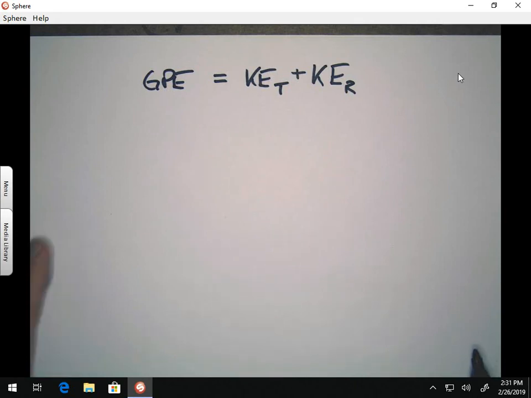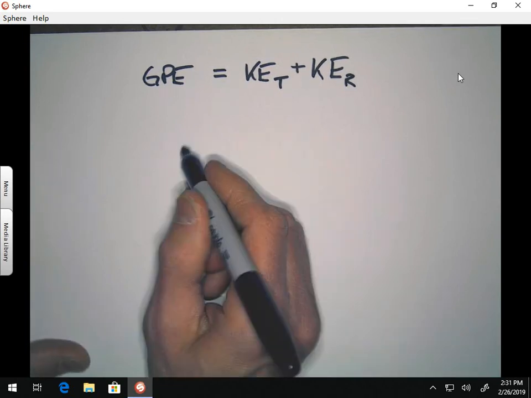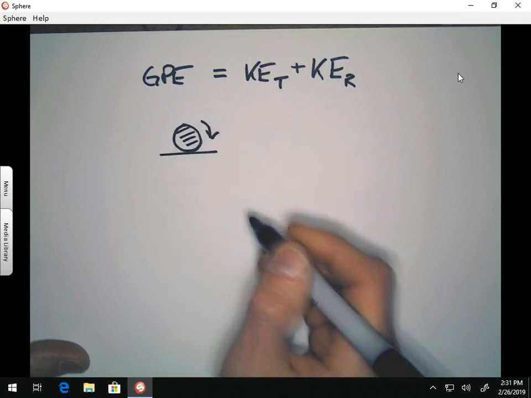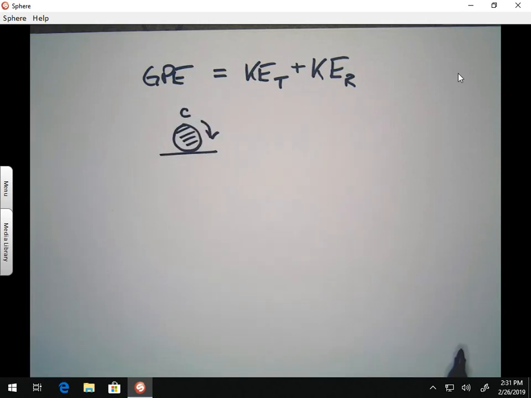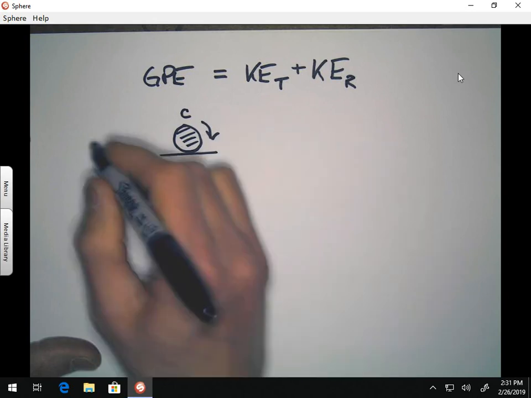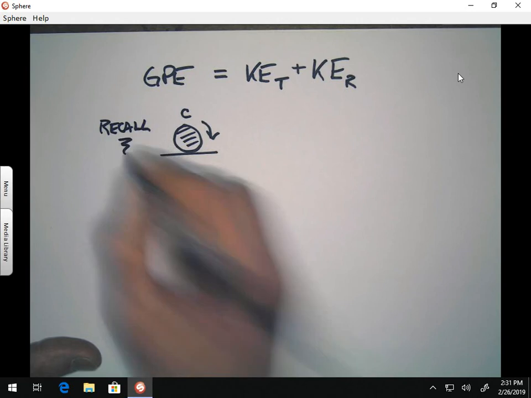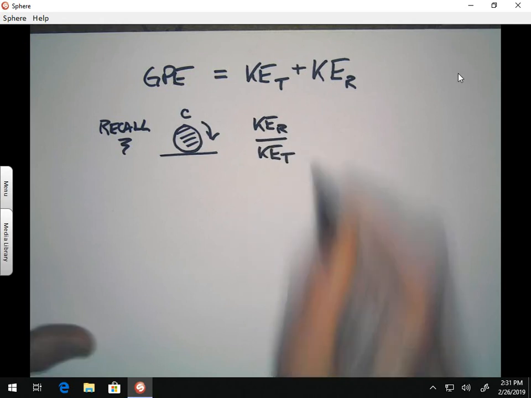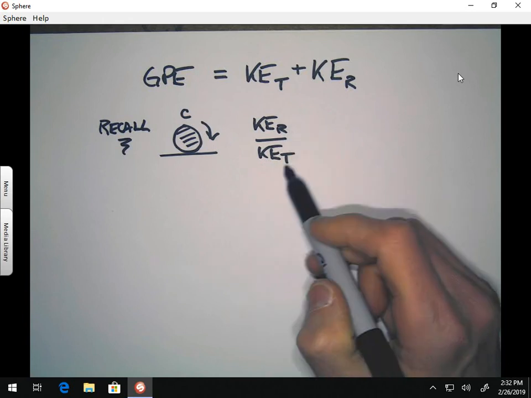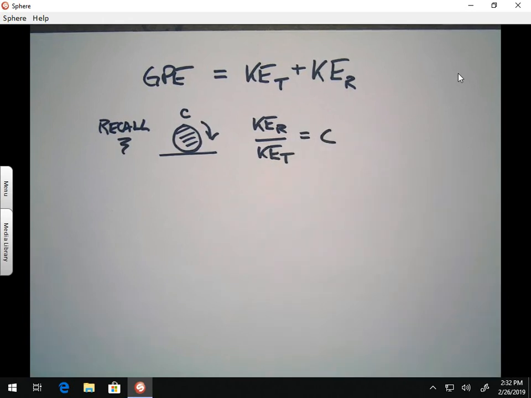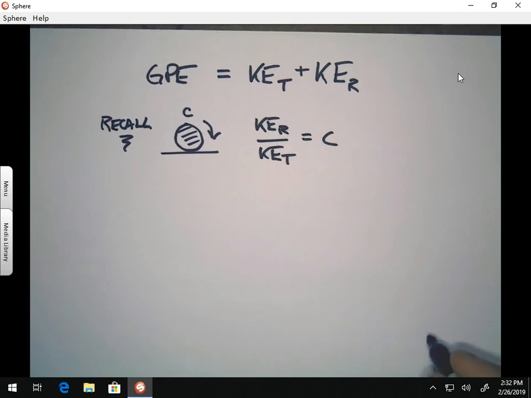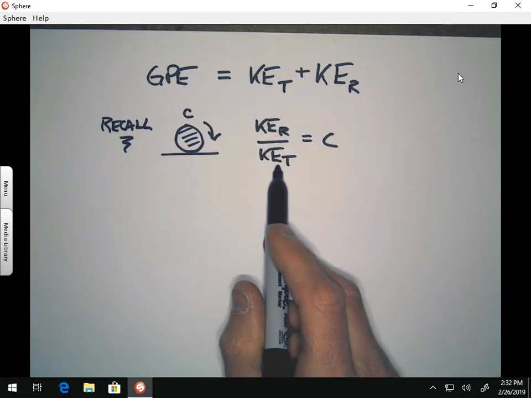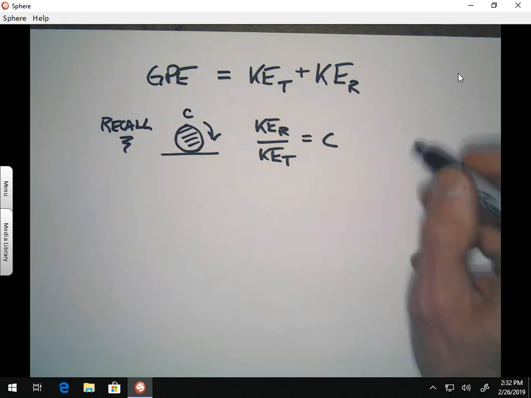We're going to have to remember something that we came up with in class. If you have an object which is rolling, and it has a certain shape factor, c, recall that we said that the ratio of rotational to translational kinetic energies is equal to the shape factor, okay? That's something that we showed in class in a separate derivation, but it's a really important result. The rotational kinetic energy divided by the translational is always equal to the shape factor of the object. That's super important.